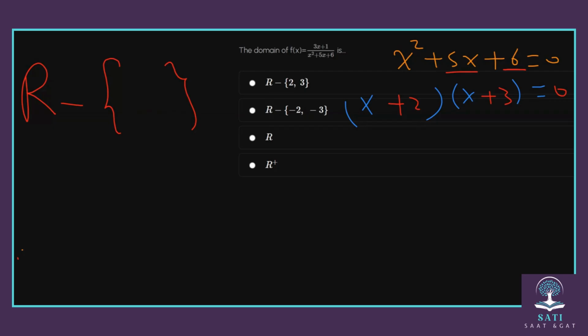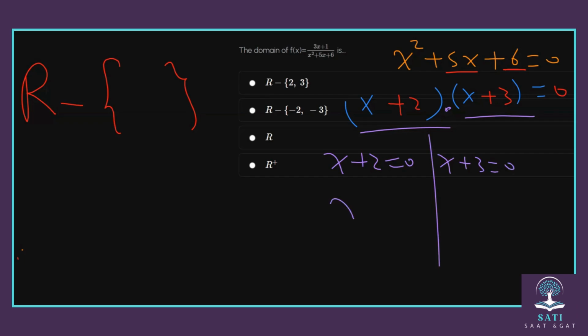Whenever I have two brackets or two parentheses and when I multiply them, I get 0, that means one of them is 0 or both of them are 0. So maybe x + 2 is 0 or maybe x + 3 is 0. In this case, x equals negative 2, and in this case, x equals negative 3.